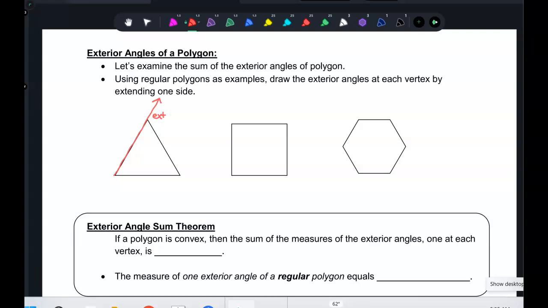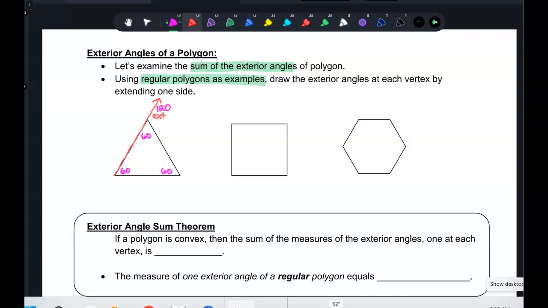Now, I'm going to use regular polygons just for this example, because we want to look at the sum of the exterior angles. This was a regular triangle, meaning equilateral, equiangular. What would this exterior angle have to be? 120. Good, because all of these are 60 degrees.